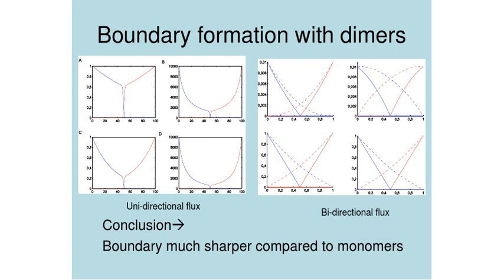So, boundary formation with this dimer. Again, we were able to have an even sharper gradient, as you can see here. This is for the unidirectional case. And for the bidirectional, this was just drastic, so that you don't even have the split into one.